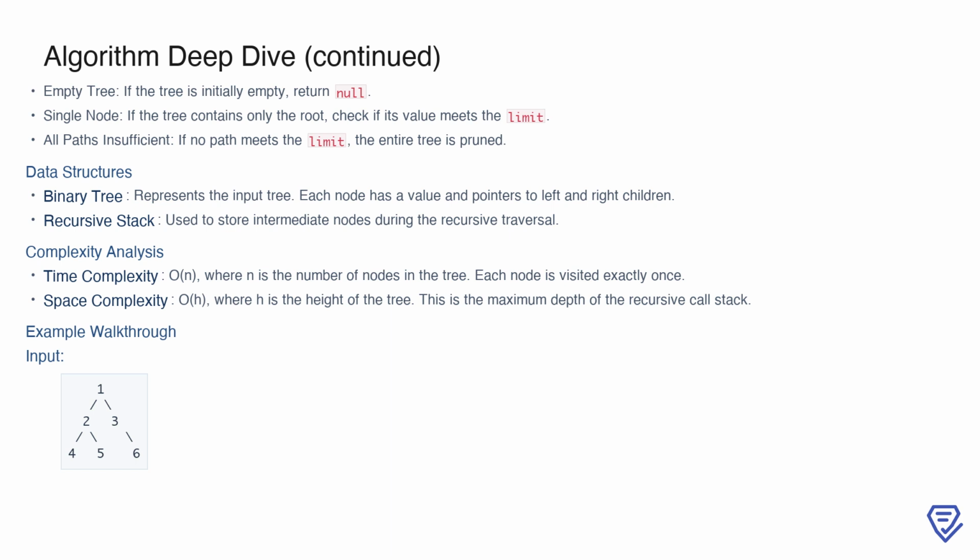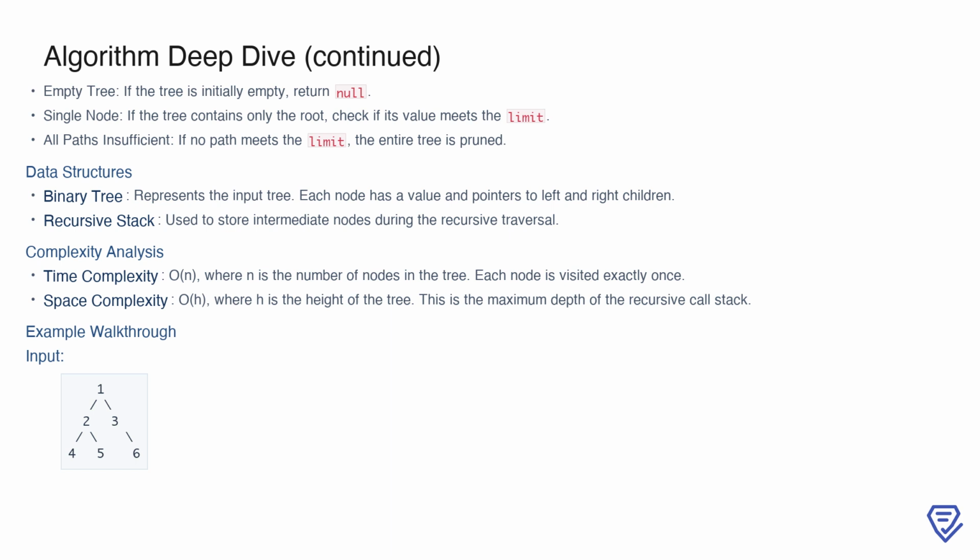There are several important edge cases to consider when implementing this algorithm. First, if the binary tree is empty to begin with, the output should simply be null. Second, if the tree consists of a single node, we check whether the value of that node meets the limit. If it doesn't, the entire tree is pruned. Lastly, if none of the root-to-leaf paths in the tree satisfy the limit, the result will be an empty tree after pruning.